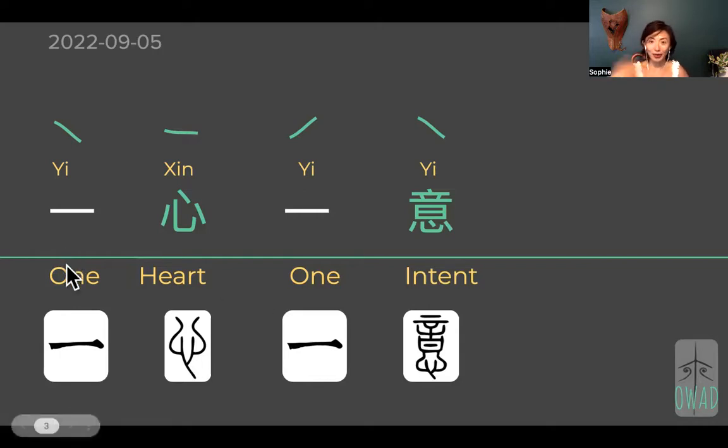And okay, so 三心二意 means you want to do something 3 times, but then you want the other way. You want to quit 2 times. It means uncommitted, right? You kind of hesitate. You're on the fence about something. That's 三心二意. So now we have 一心一意.